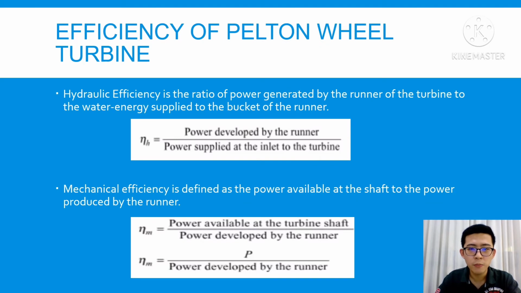For the efficiency of a Pelton wheel turbine, we have four types of efficiency that we can calculate. The first one is hydraulic efficiency. It is the ratio of power generated by the runner of the turbine to the water energy supplied to the bucket of the runner. Its formula is power developed by the runner divided by power supplied at the inlet of the turbine. The second one is mechanical efficiency. It is defined as the ratio of the power available at the shaft to the power produced by the runner. Its formula is the shaft power P divided by the power developed by the runner.